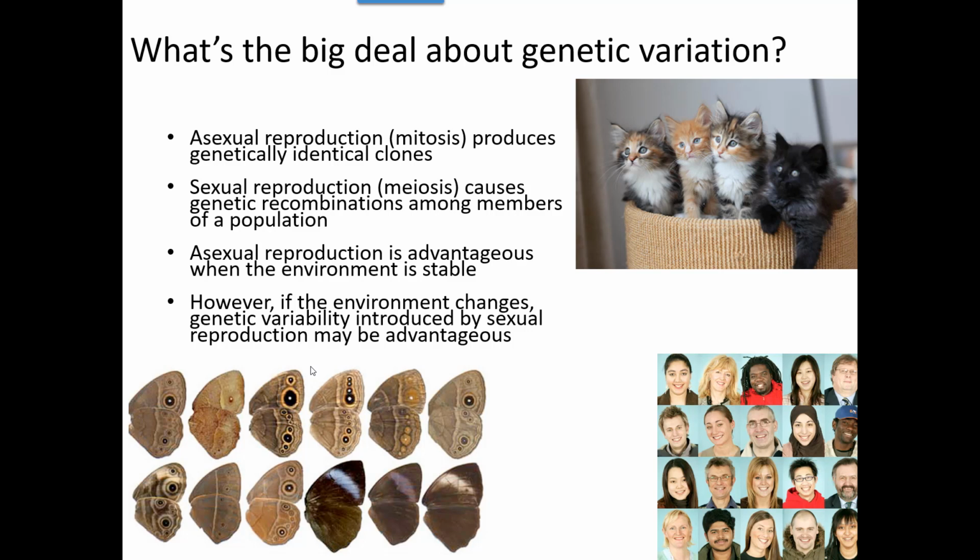If everything looks identical to each other and you have one small change, maybe a change in color and now something doesn't blend anymore, you could wipe out an entire species. So it's good to have genetic variation.